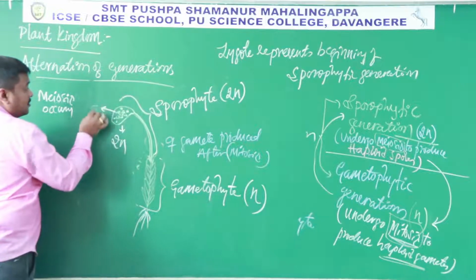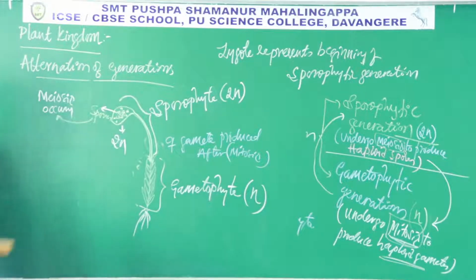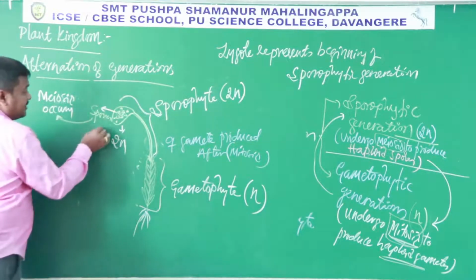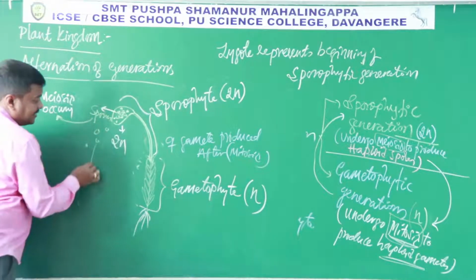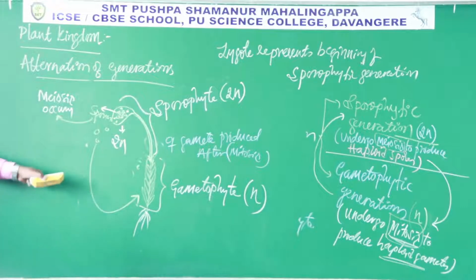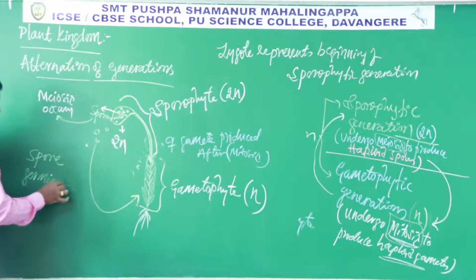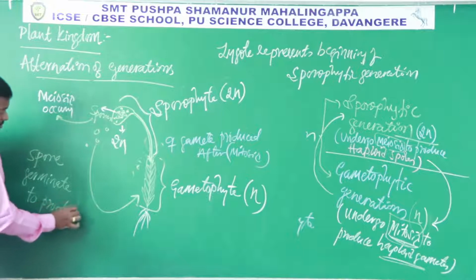Okay, so these are spores. These spores are the product of meiosis. After meiosis, spores are formed and they are released. Spores are released, and germinate to produce the gametophyte.